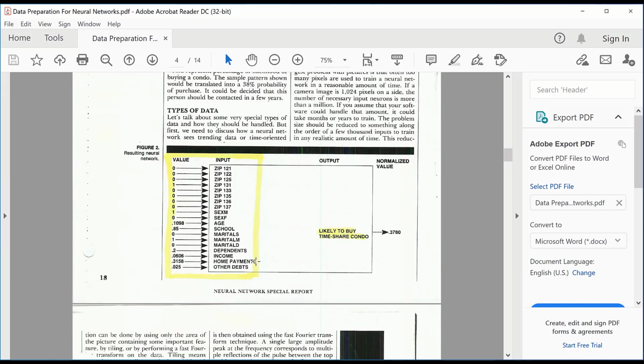So here's what they came up with to input to the network. Notice that there's a separate input for each zip code, 3-digit prefix. And so if they're in this zip code, a 1 goes in here and a 0 goes everywhere else. And then here's the sex that's encoded as a 0 and a 1, but then these are actually put in as numeric values, except for your marital status as single or married as a category variable. And all they're trying to do is predict what's your likelihood to buy a timeshare condo.